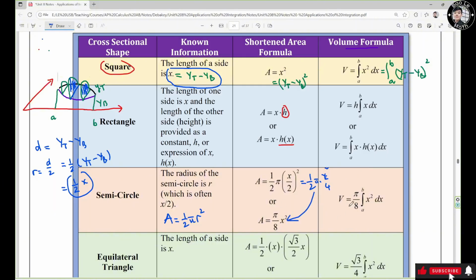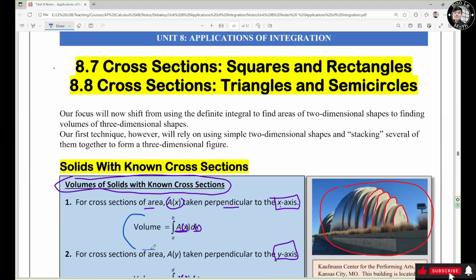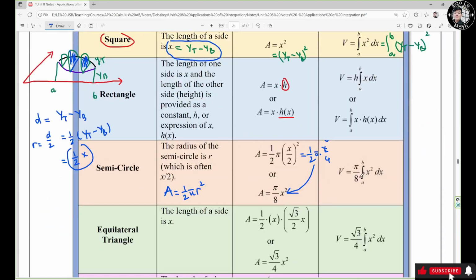Now, in order to calculate the volume of the solid, I'm going to use the formula right here. So it's going to be the integral from a to b of s squared ds. This one is the constant, so I'm going to bring this one to the front, right? Again, s squared right here is actually y top minus y bottom. The top function subtract the bottom function, and then you square, right?